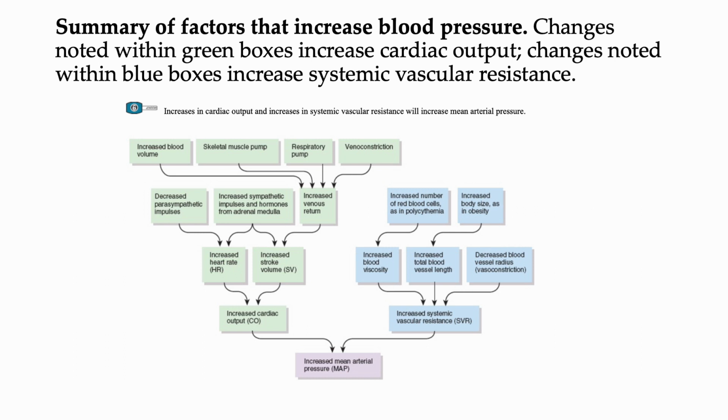Factors that increase heart rate include hormones and the autonomic nervous system. Factors that increase stroke volume include the autonomic nervous system and increased venous return back to the heart. The right side of the diagram shows factors that affect systemic peripheral resistance in the blood vessels.